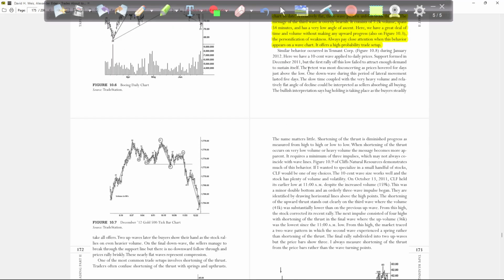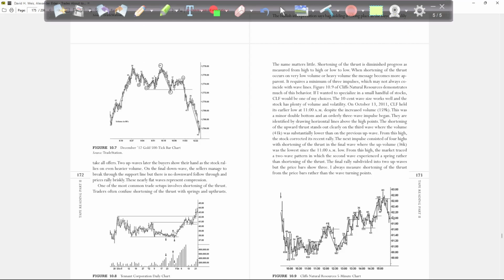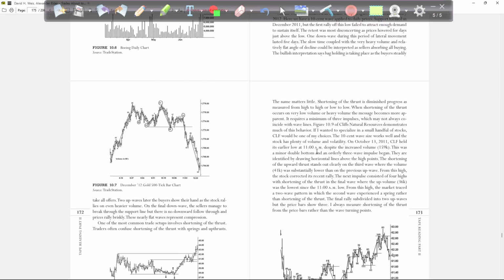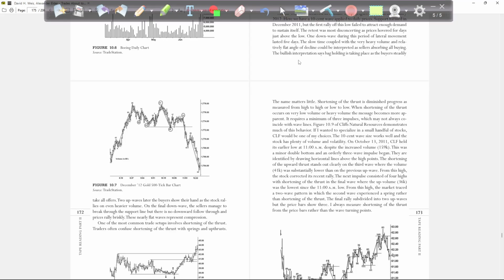The retest was most disconcerting as prices hovered for days just above the low. Here, one down wave during this period of latter movement lasted 5 days. The slow time coupled with the very heavy volume and relatively flat angle of decline could be interpreted as sellers absorbing all buying. The bullish interpretation says backing and filling is taking place as the buyers steadily take all offers.